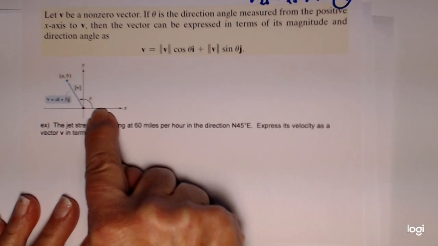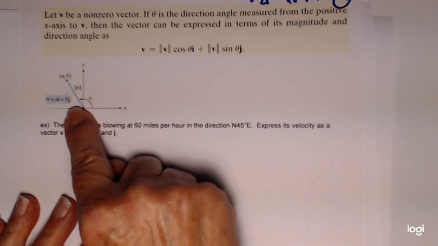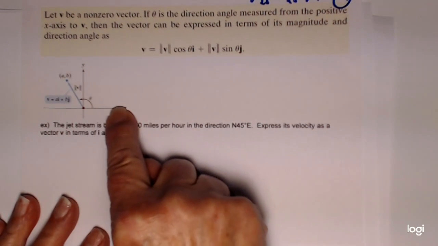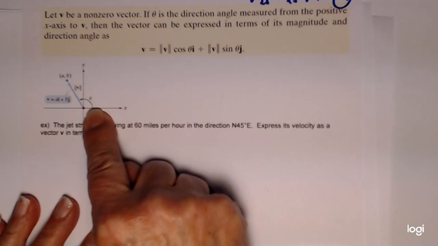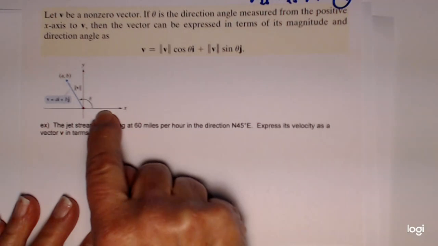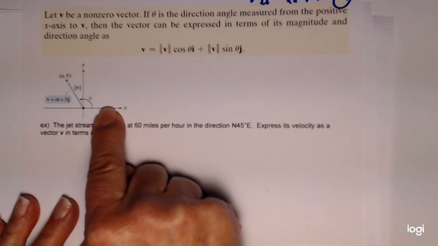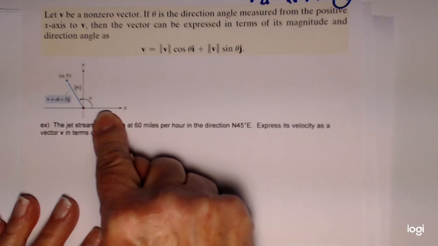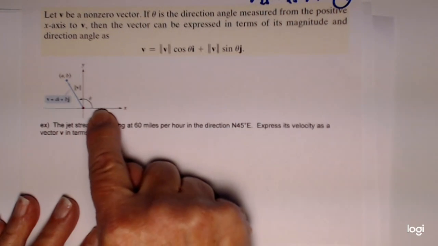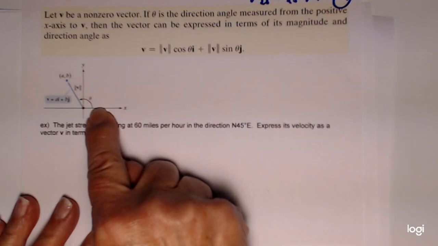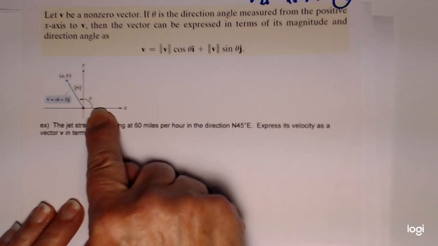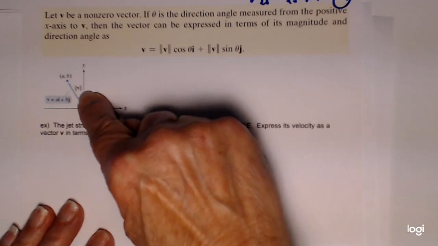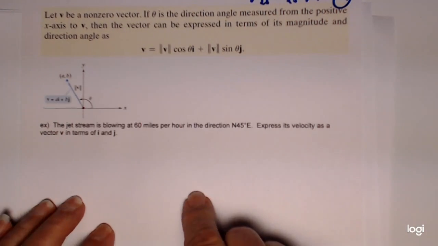Now some new information we haven't talked about yet in terms of vectors is this angle theta here. We can see that theta is the angle measured from the positive x-axis. So here's the positive x-axis. When we talked earlier in the course about angles in standard position, remember we said we're always going to start with that positive x-axis and move in a counterclockwise direction. Well, this is what we're doing here. This angle theta is the direction angle measured from the positive x-axis. So there's our theta.